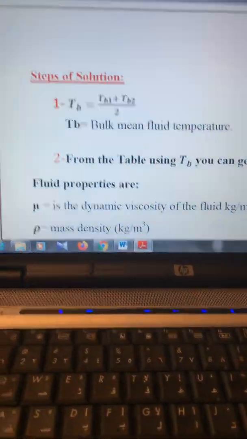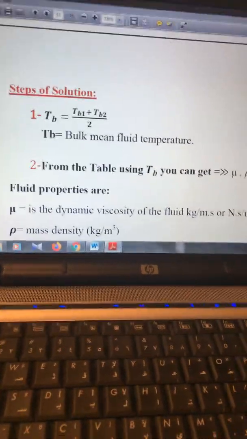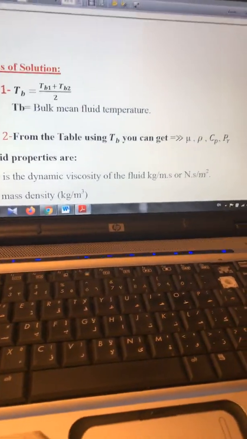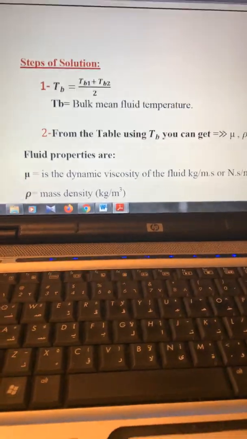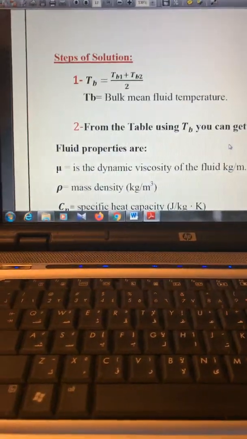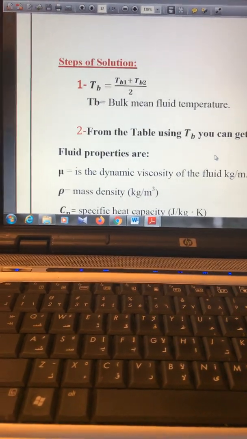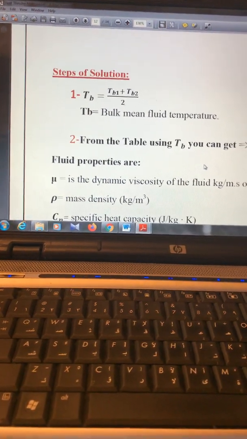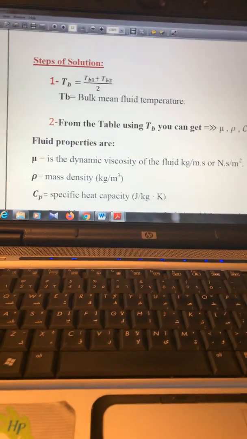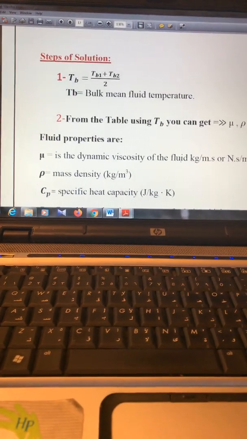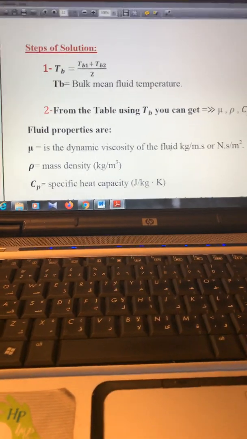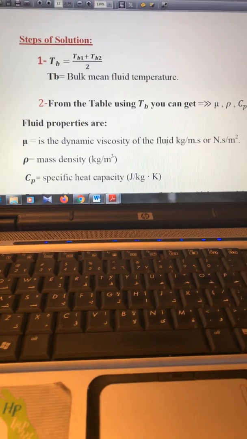We go back here for the steps of the solution. First, we calculate the T_b. If it's not given and T_b2 is required, we saw that T_b1 equals T_b. Then we go to the table. There is a table given to calculate the fluid properties. At T_b, to calculate the fluid properties, you must add 273 to change from Celsius to Kelvin.